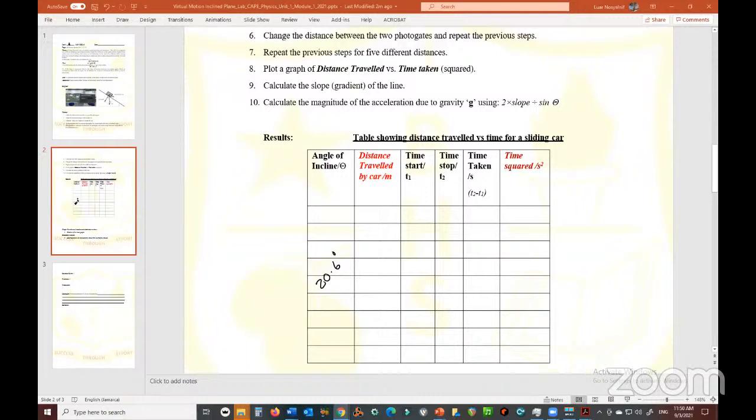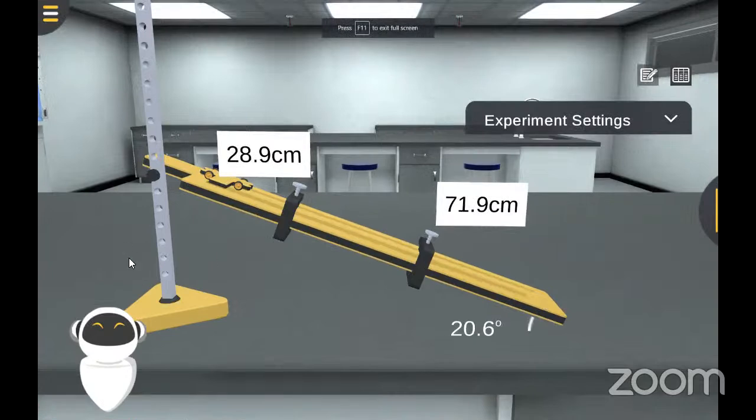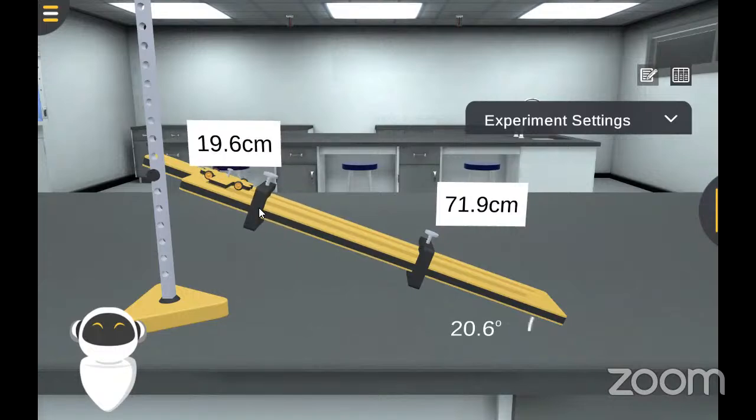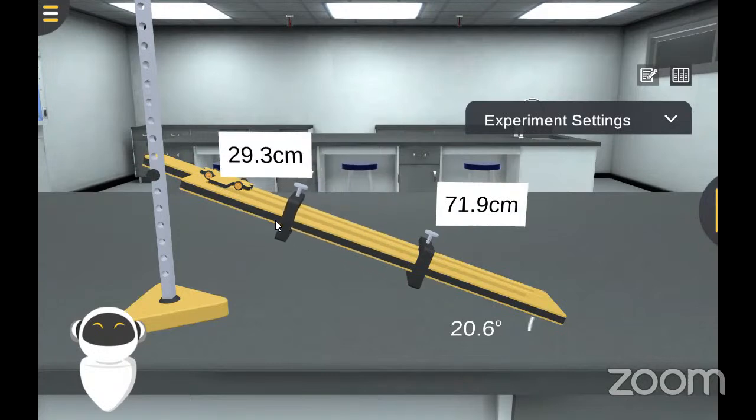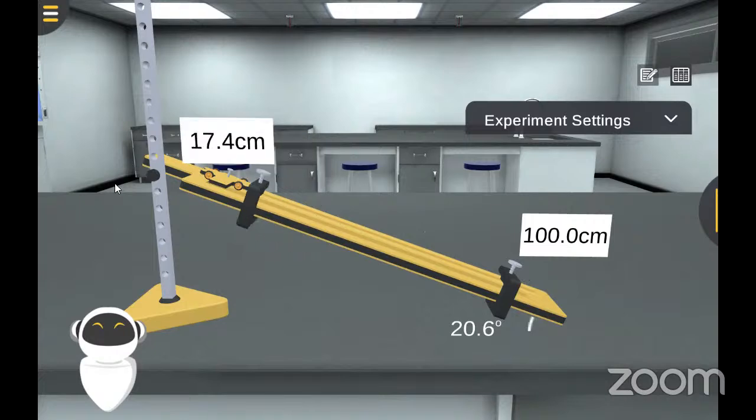All right, so we're going to go back to the experiment now. Should be good here. Everybody should be seeing this. So these are the distances that we're going to adjust, guys. We can make it small, we can make it large. This is the widest it can be. Here's the car.